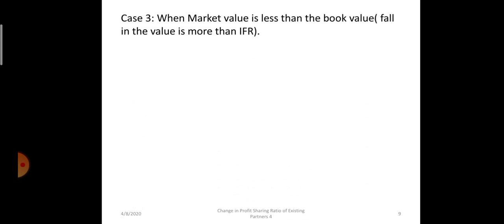When market value is less than the book value, and the fall is more than the investment fluctuation reserve, then it means the excess amount will be shown in the revaluation account as a loss. Excess loss will be debited to revaluation account.